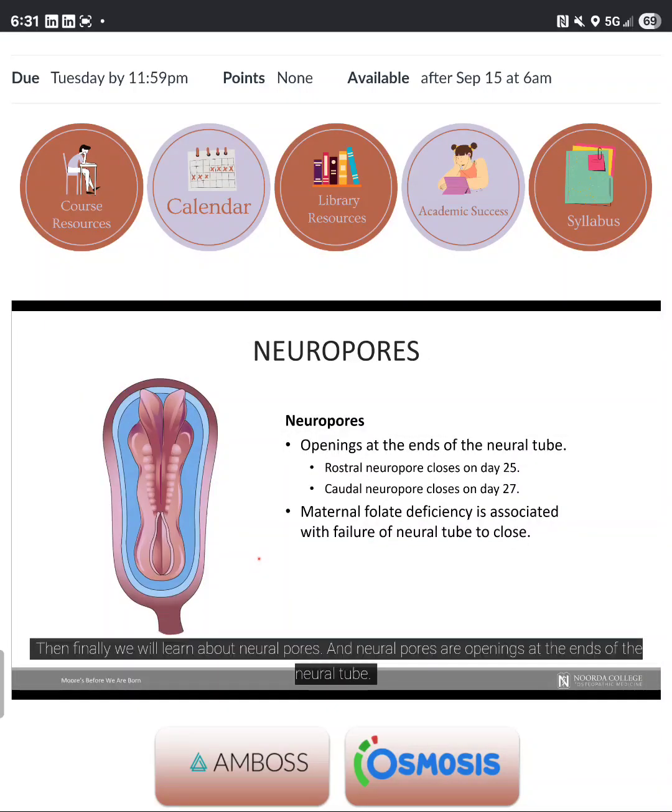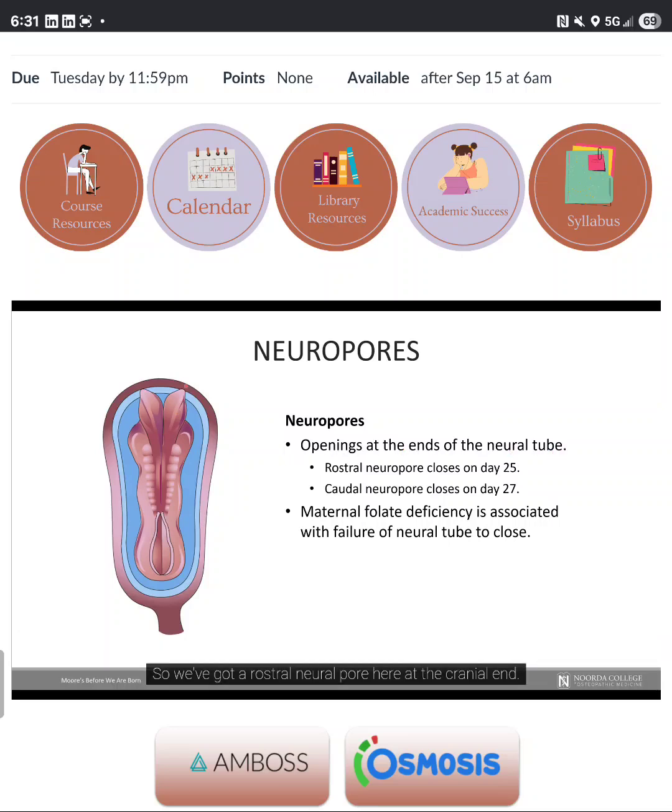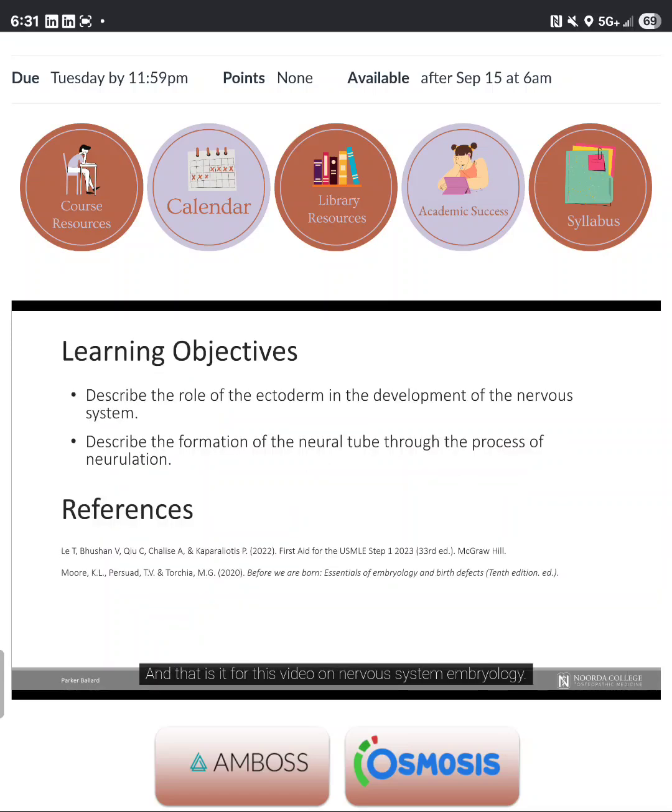Then finally, we learned about neuropores. And neuropores are openings at the ends of the neural tube. So we've got a rostral neuropore here at the cranial end, and then a caudal neuropore. The rostral neuropore closes around day 25. The caudal neuropore closes on or around day 27. And then maternal folate deficiency is associated with failure of the neural tube to close. And that is it for this video on nervous system embryology.